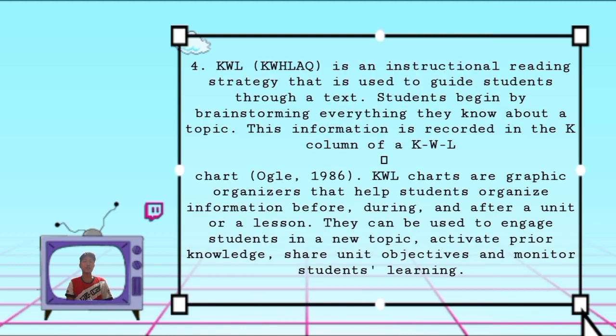4. KWL is an instructional reading strategy that is used to guide students through a text. Students begin by brainstorming everything they know. Information is recorded in the K column of the KWL chart. KWL charts are graphic organizers. Students organize information before, during, and after a unit or a lesson. They can be used to engage students in a topic, activate prior knowledge, share unit objectives, and monitor student learning.